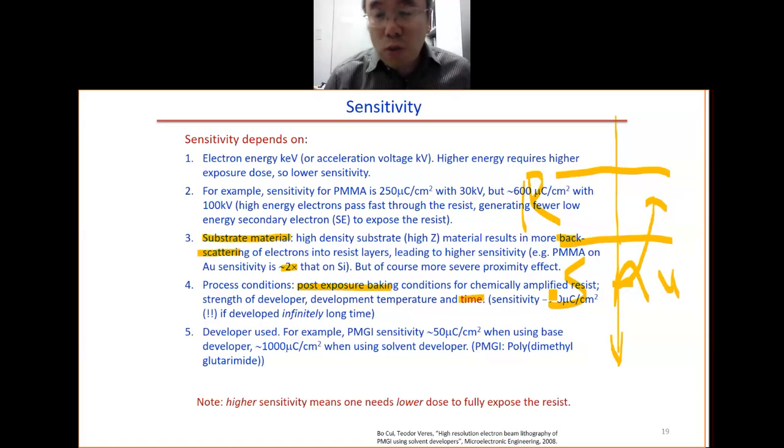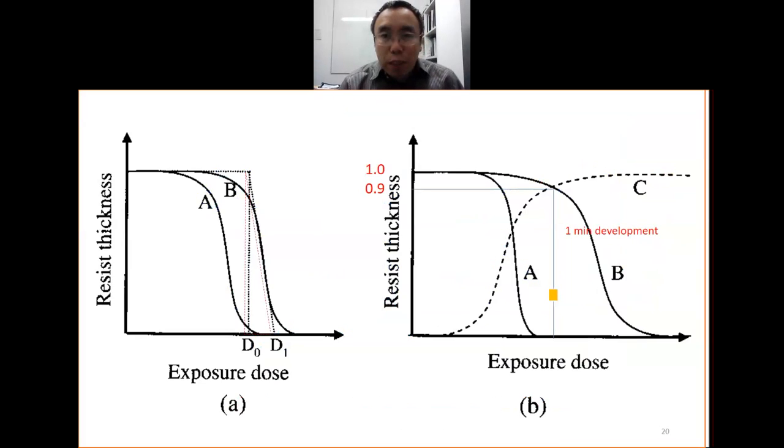To show how this works, you can see this one. For example, now we look at this contrast curve B. This one is developed with 1 minute development time. This one is 1.0, that means fully remaining. This one is 0.9, that means 90% of the resist remained.